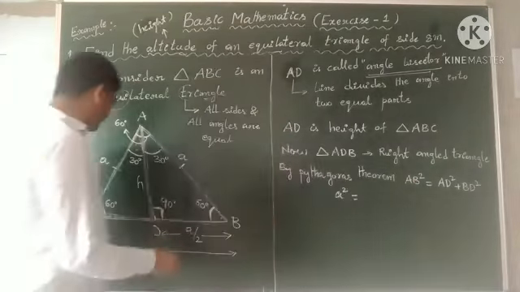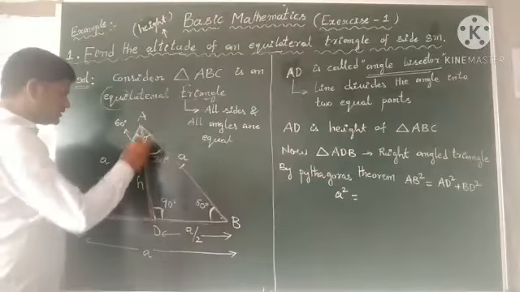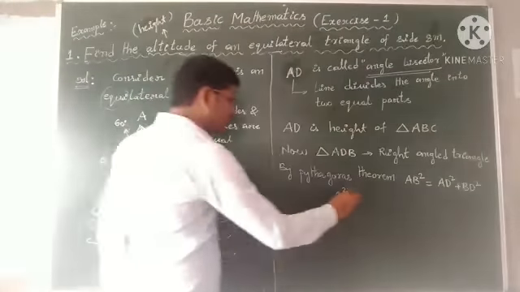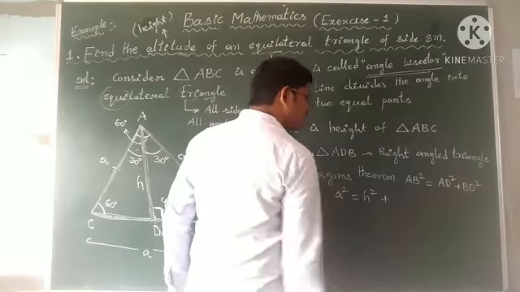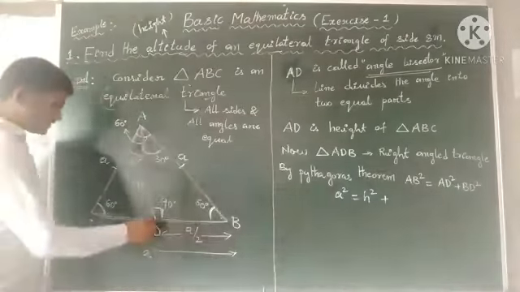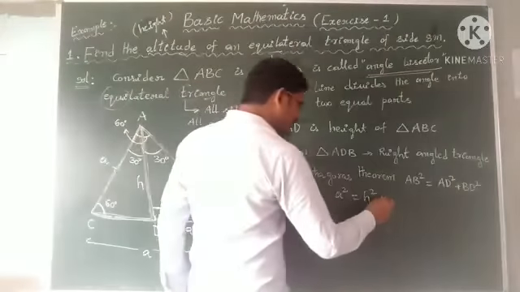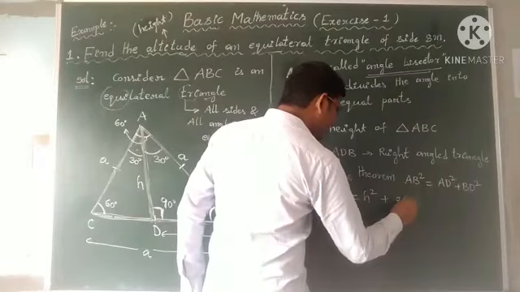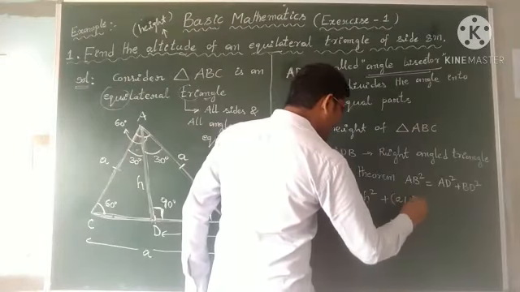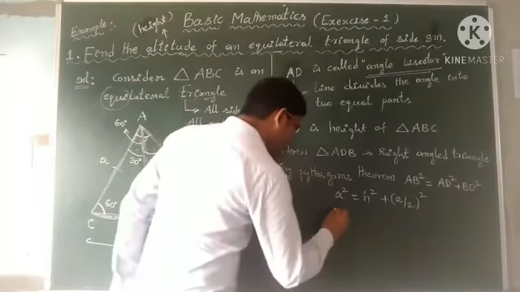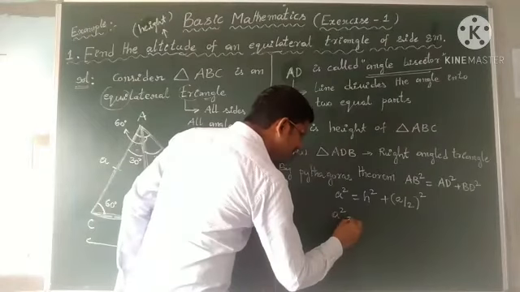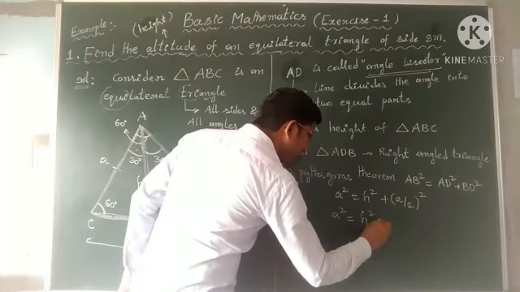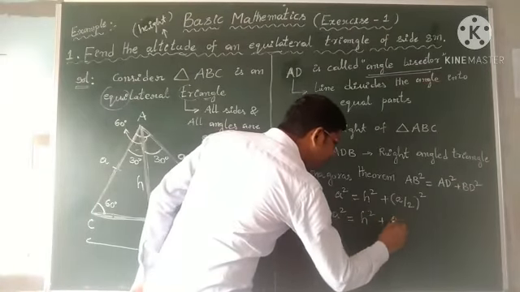So AD square, AD means height, we know, the height of the equilateral triangle. So h square plus BD square. BD means a by 2 whole square. Then a square is equal to h square plus, what will you get, students?